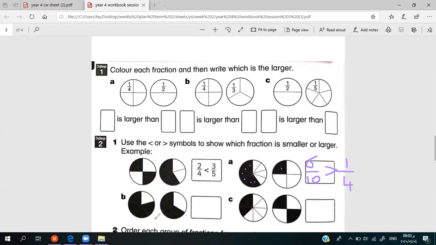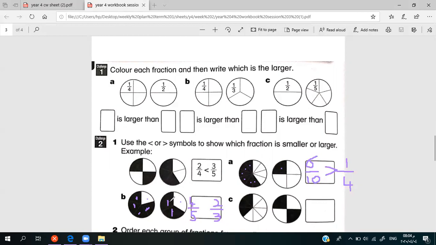Okay, let's try doing number B. Okay, here: 1, 2, 3, 4, 5. So the first one is over 5, and the second one is over 1, 2, 3. The denominator is 3. Now let's count how many parts here are shaded. 1, 2, 3, 4. So this is 4 from the 5. And here is 1, 2. So this is 2 from the 3.